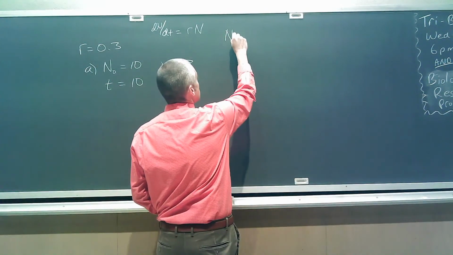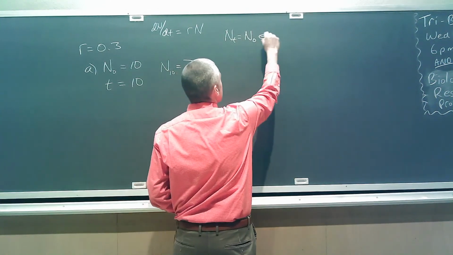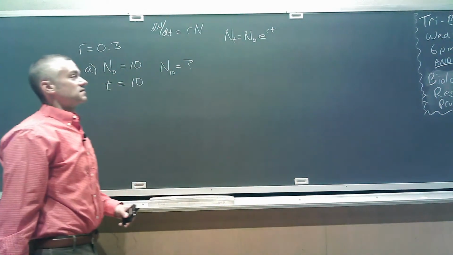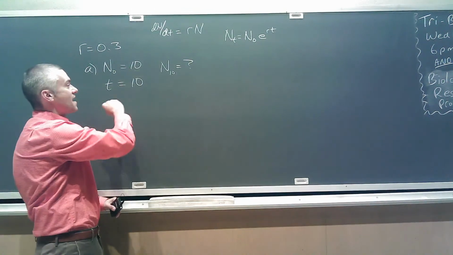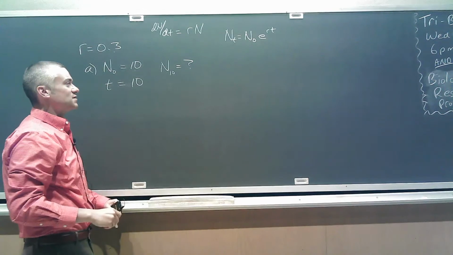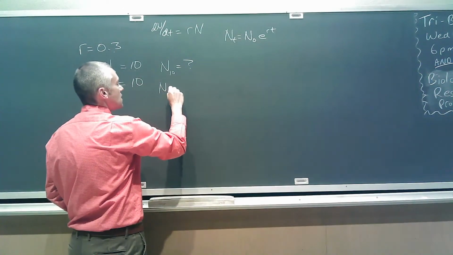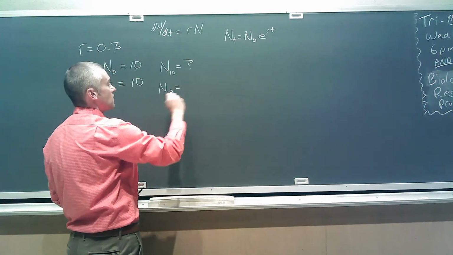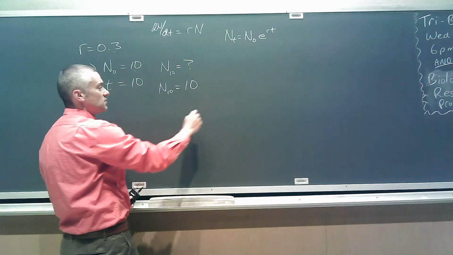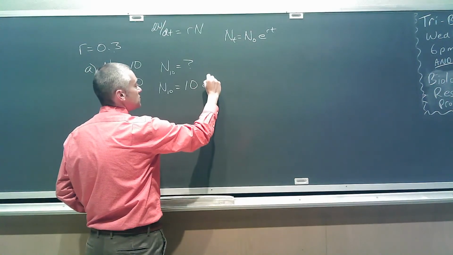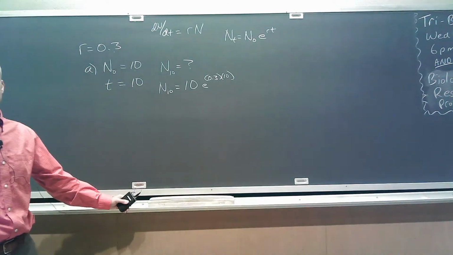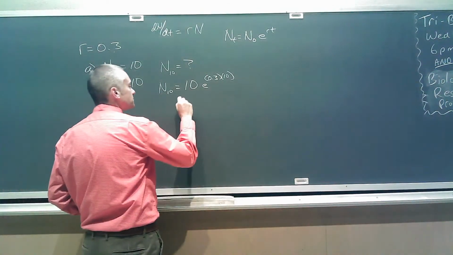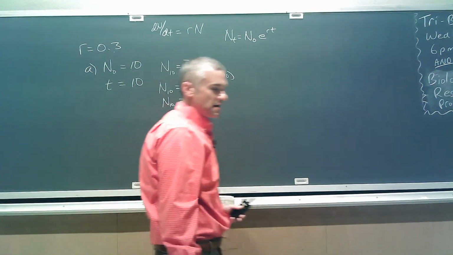So we're going to use our next equation, which is this. N sub t equals N naught times e to the rt. I have N sub 0, I have r, and I have t. E is built into the calculator. So I'm just going to go ahead and substitute all of our terms. So we start with 10 cells, e raised to the r, 0.3 times our t. And then we'll use our calculator.